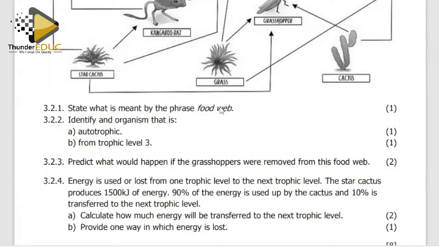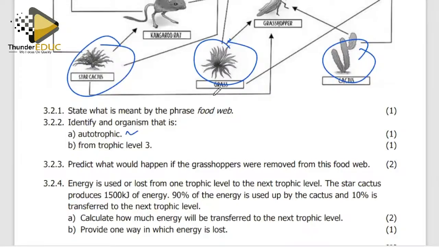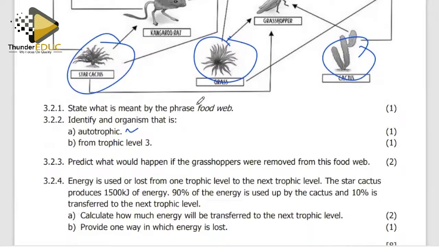Identify the organism that is an autotroph. Autotroph, it means grass. You're looking at grass, cactus, star cactus, yeah, anything which are producers from the first trophic level.